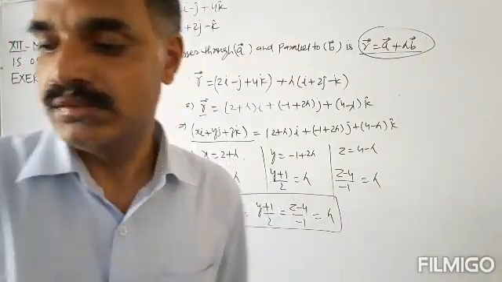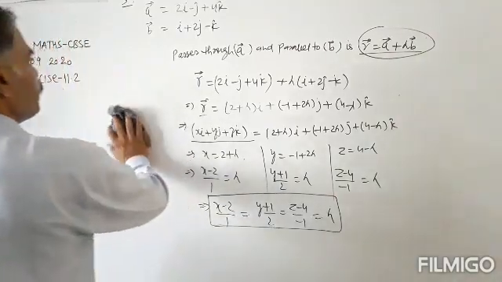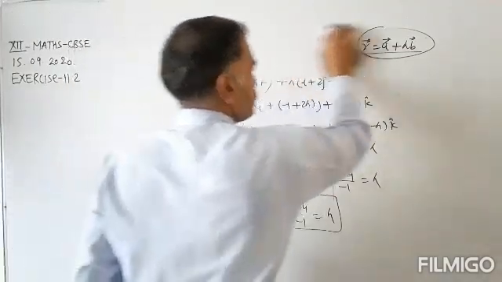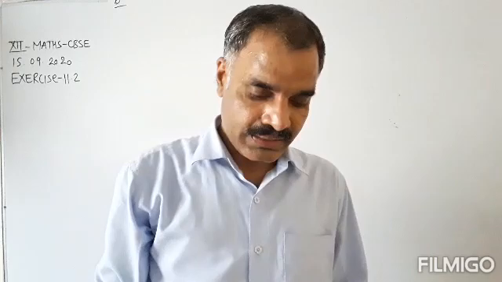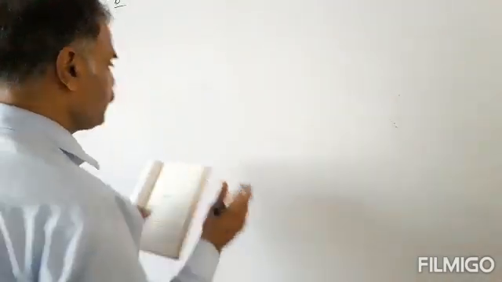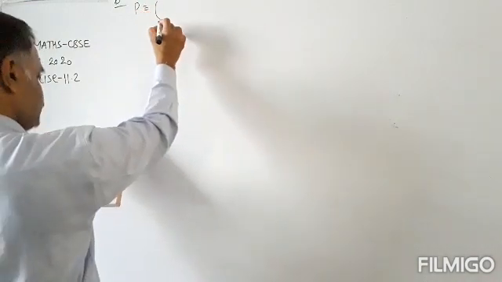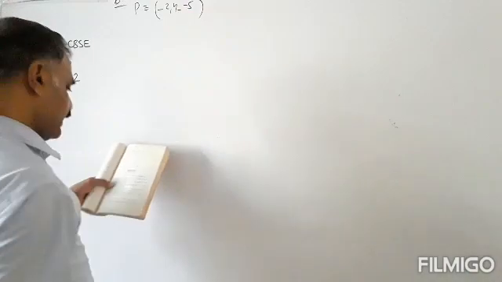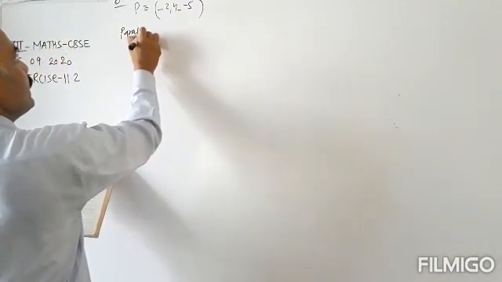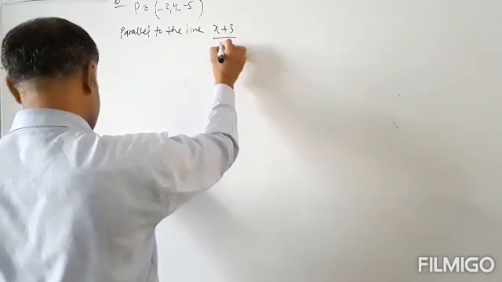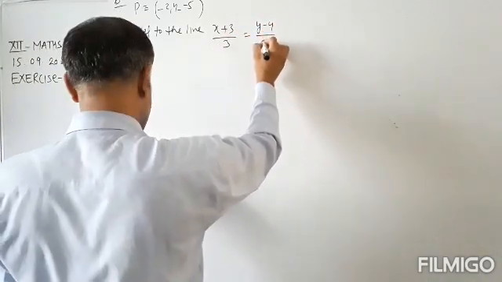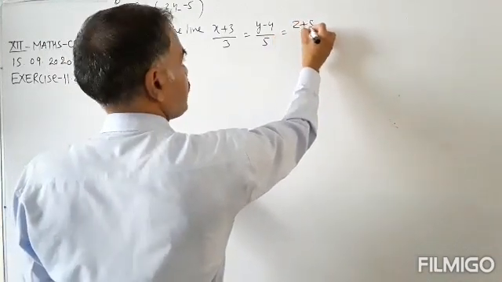Now the question number 6. We are solving all the questions of this exercise from 1 till the end. Now question number 6 is given as: find the Cartesian equation of the line which passes through the point minus 2, 4 and minus 5 and is parallel to the line given as (x plus 3) upon 3 equals (y minus 4) upon 5 equals (z plus 8) upon 6.